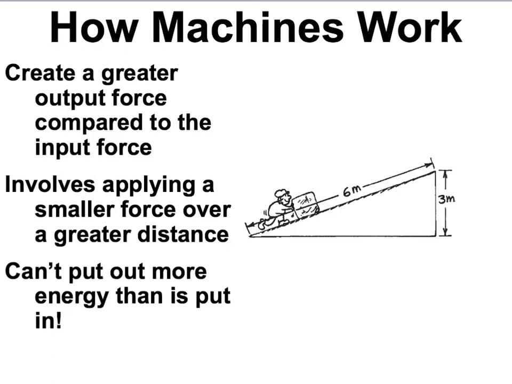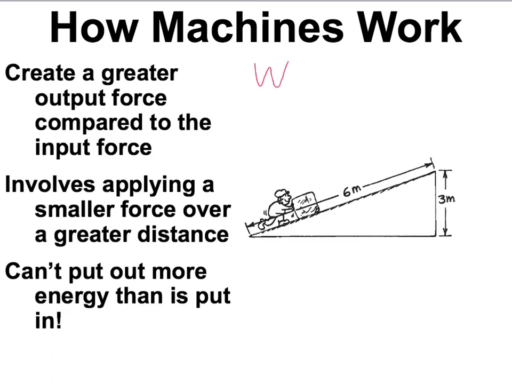Now we said that machines work by transferring energy from one place to another, or by transforming energy from one form to another, but I want to go into a little bit more detail. What they're actually doing in terms of physics is creating a greater output force compared to the input force. So you're using less force to do the same amount of work. Usually, since you're using a smaller force, it's going to require applying that force over a greater distance. So the amount of work that you do with a machine is the same as the amount of work you do without the machine, except it's going to require less force.